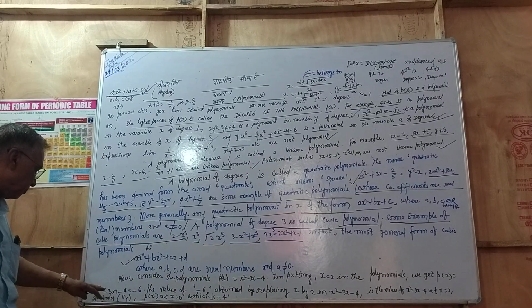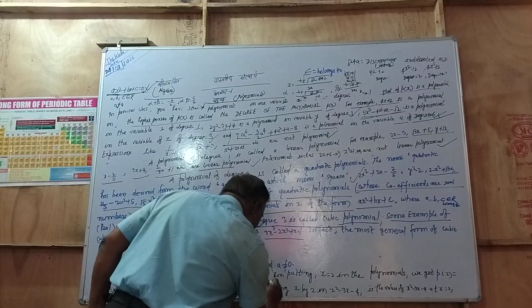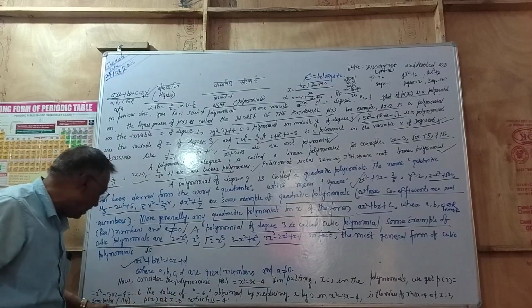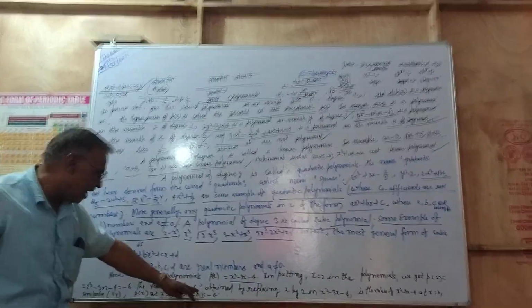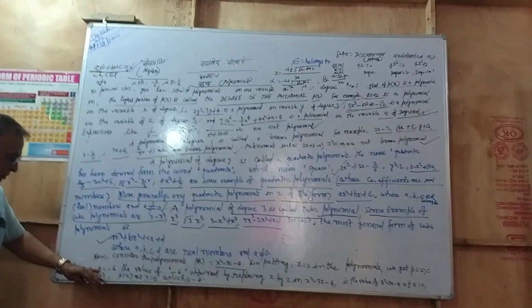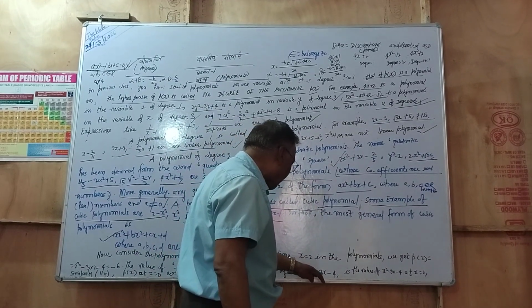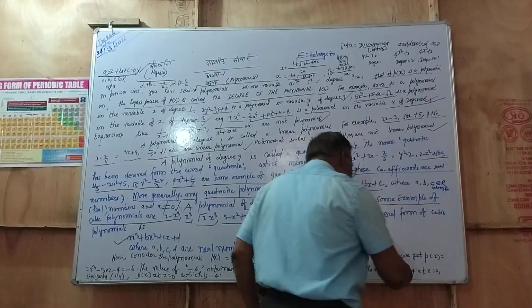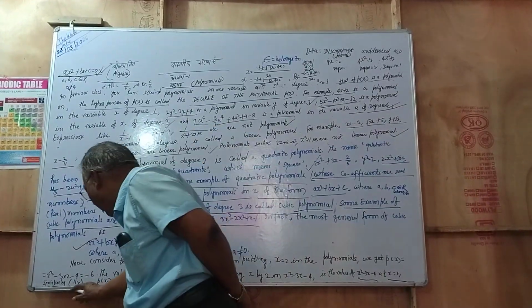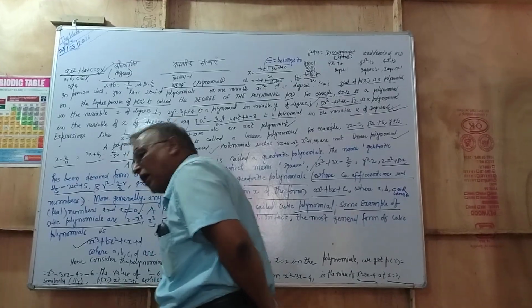Now consider the polynomial p(x) is equal to x square minus 3x minus 4. Then putting x is equal to 2 in this expression, you will get the result minus 6, obtained by replacing x like this: 2 square minus 3 into 2 minus 4, which is equal to minus 6. Similarly, p(x) at x equal to 0 is minus 4.